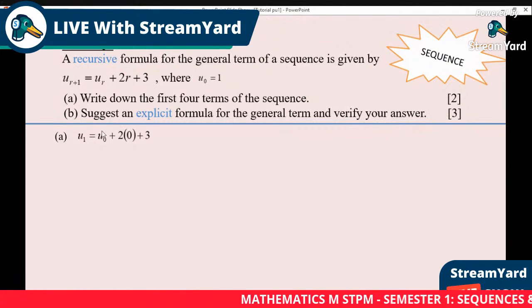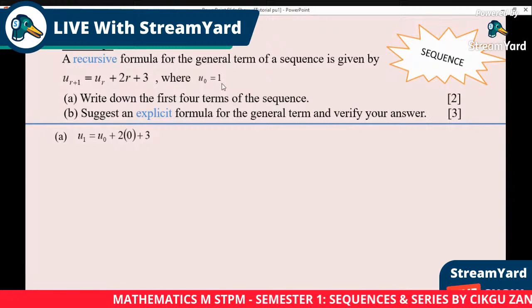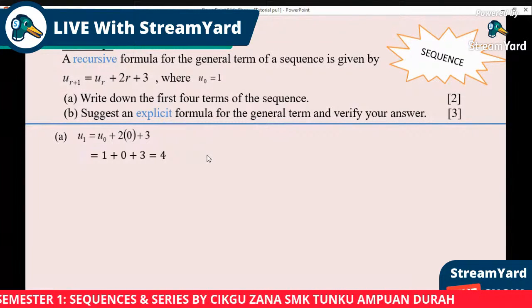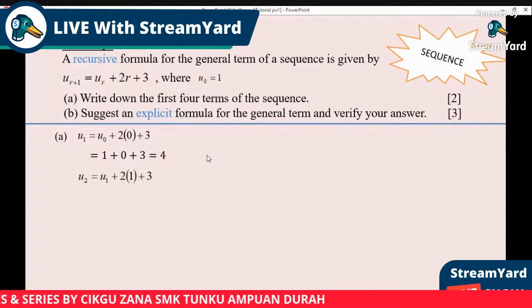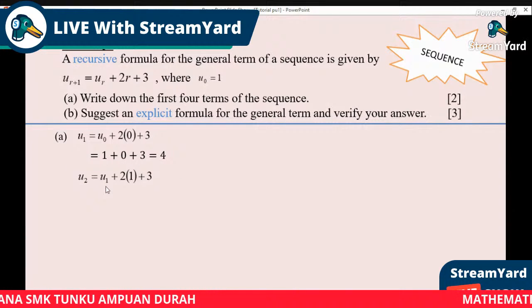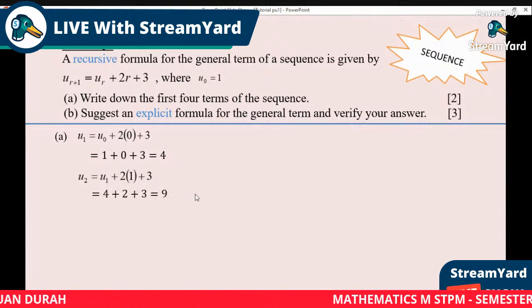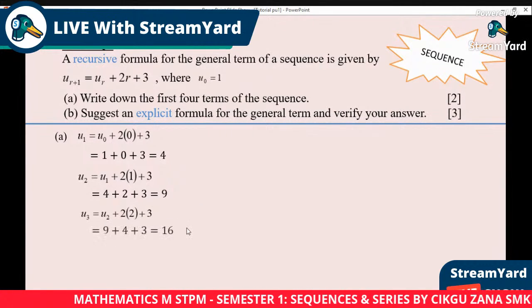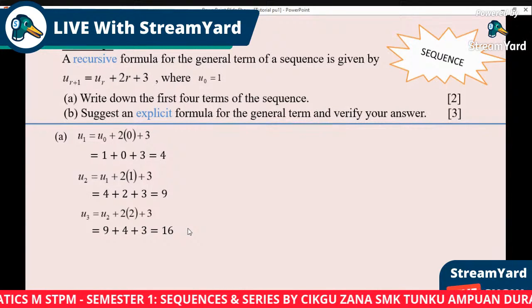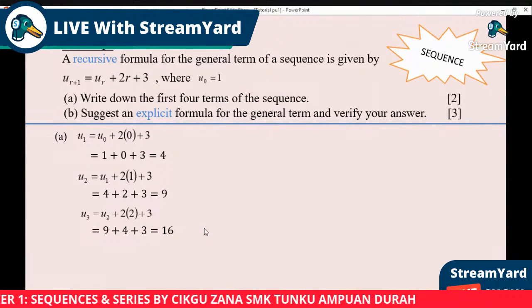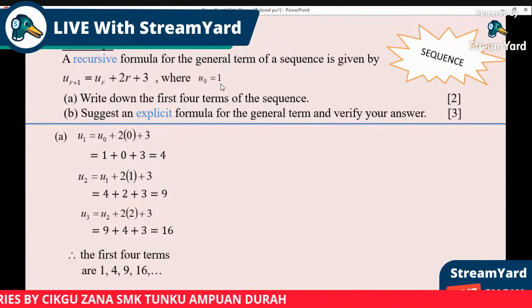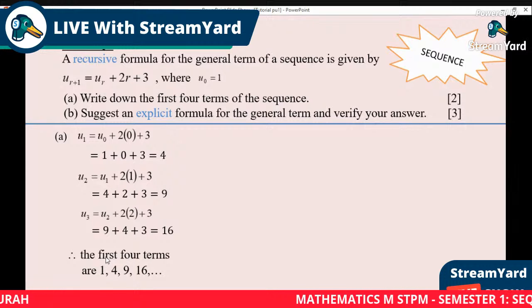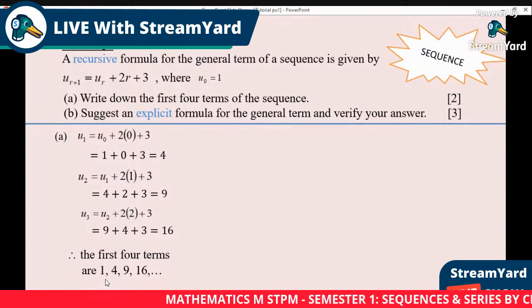Okay, so the first four terms. U0 is 1. So for U1, you use U0 again, which is 1, and we have 4. Then to find U2, we use U1 again. So substitute 4, we have 9. For U3, you substitute U2, you have 16. The question asks for the first 4 terms, so it includes U0 equal 1. This is the first 4 terms. So you have to conclude your answer. Many did not conclude the answer. You have to conclude your answer.